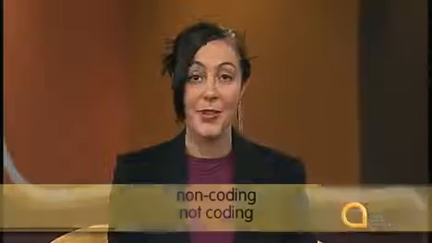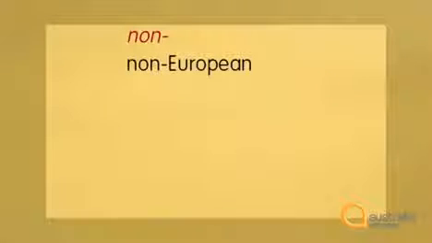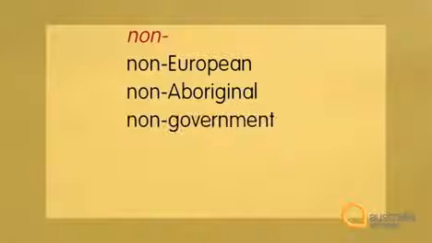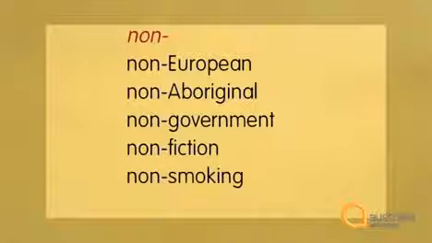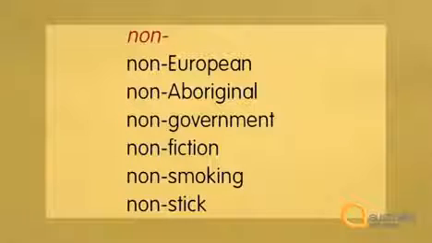Listen. And by the way, the non-coding sequences have survived as well. He calls the junk DNA the non-coding sequences. Non-coding means not coding. Notice that we use a hyphen with the non prefix. Non usually forms adjectives. It means not in the group of. So we have non-European, non-Aboriginal, or non-government. Non can also just mean not, giving a negative sense to a word. Non-fiction, non-smoking, and non-stick.